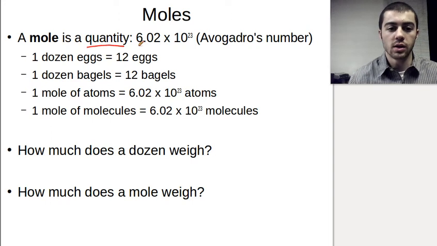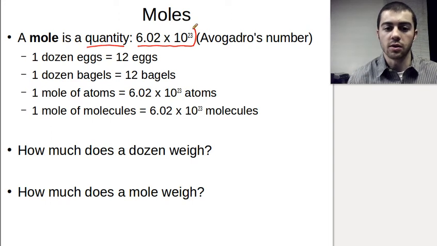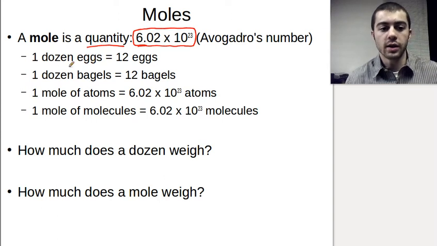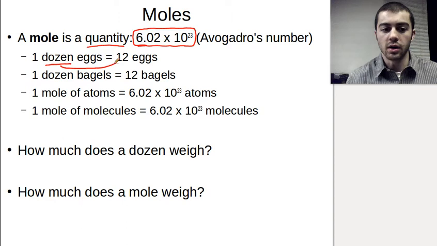It's this quantity, 6.02 times 10 to the 23rd. That's also called Avogadro's number. So a quantity, just like a dozen is a quantity. We know a dozen means 12. So a dozen eggs would be 12 eggs. A dozen bagels would be 12 bagels.